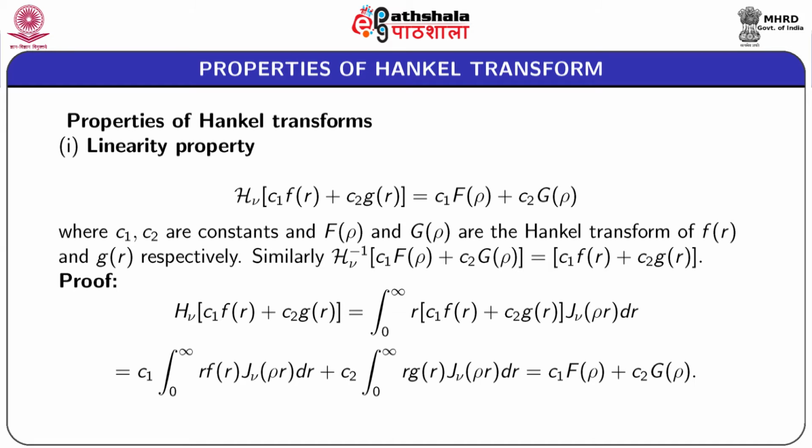We write the Hankel transform of order nu of the function C1 f(r) plus C2 g(r). This is equal to integral from 0 to infinity r [C1 f(r) plus C2 g(r)] J_nu(rho r) dr. This can be split to write C1 into integral 0 to infinity r f(r) J_nu(rho r) dr plus C2 integral 0 to infinity r g(r) J_nu(rho r) dr, which is equal to C1 F(rho) plus C2 G(rho).